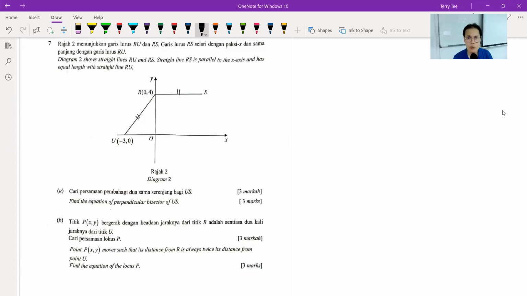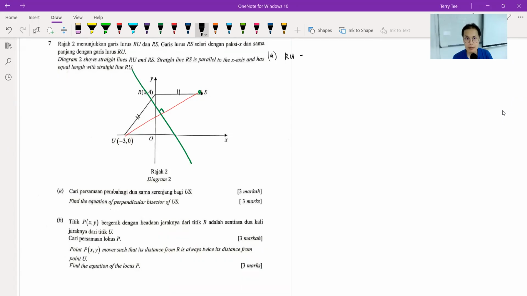Okay, first of all, we need to know the coordinates of point S. If you want to find the equation of the perpendicular bisector, meaning we are finding the equation of this perpendicular line, before that we need to know the coordinates of point S. So, before you find S, we need to find the distance of RU, because RU and RS are of equal length. So let's start with RU.